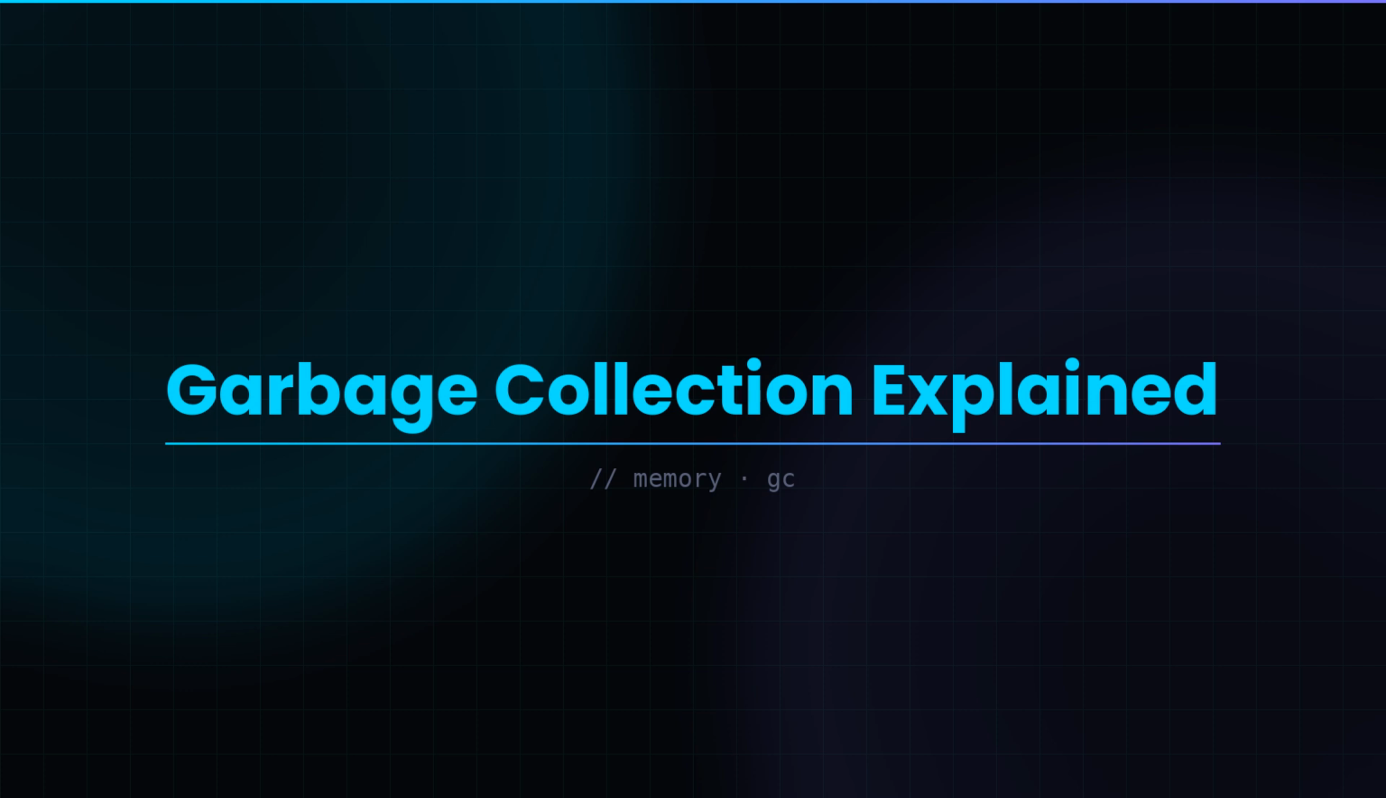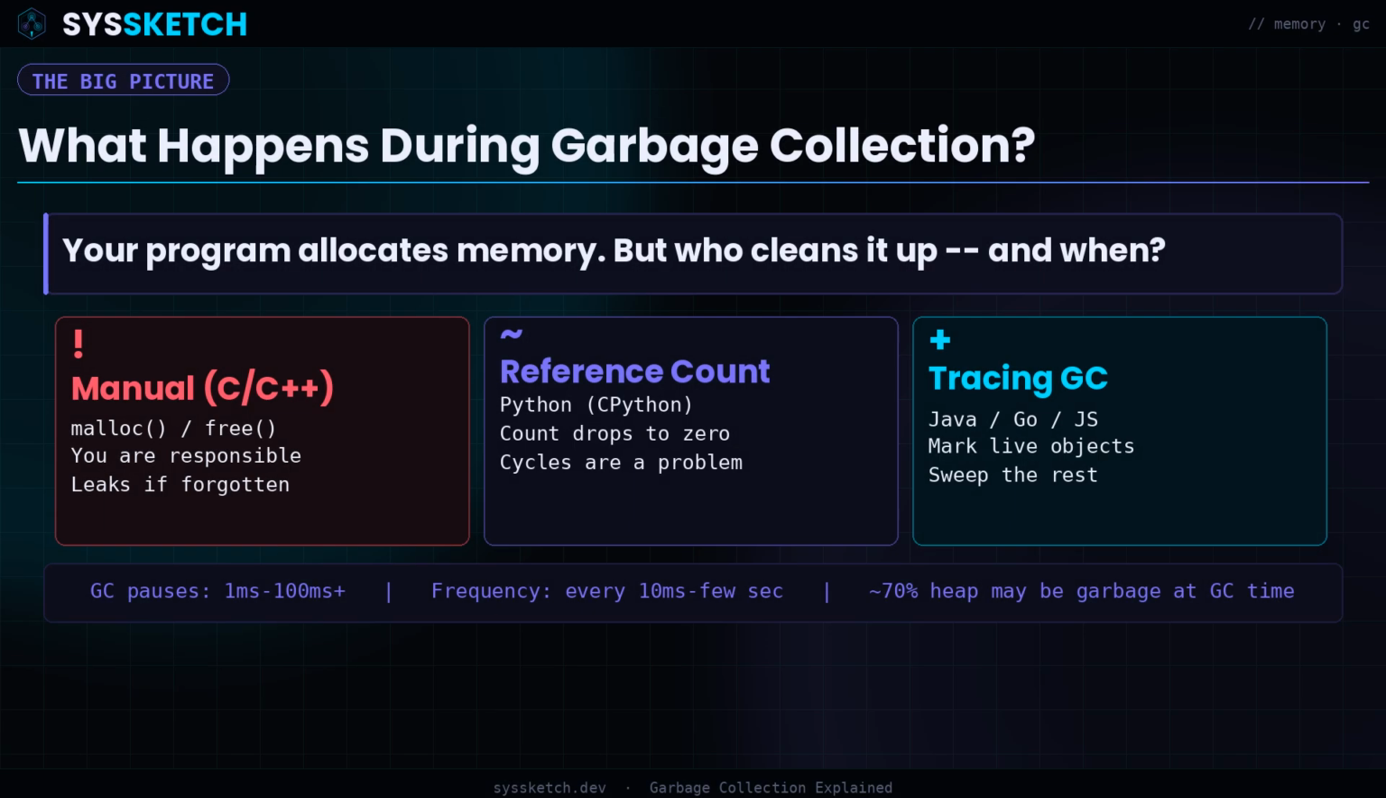When you allocate memory in C or C++, you call malloc and you are responsible for calling free. Forget to free and you have a memory leak that grows until your process runs out of address space. Free too early and you have a dangling pointer that crashes or corrupts your process silently. Both are catastrophic and both are extremely common, even for experienced engineers. Modern runtimes solve this with automatic memory management. There are three main strategies in use today.